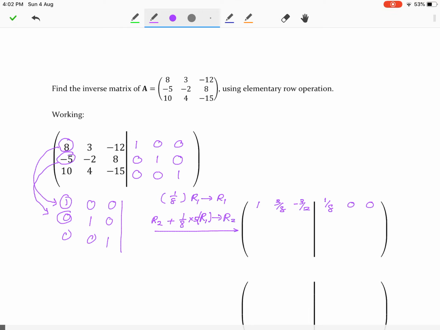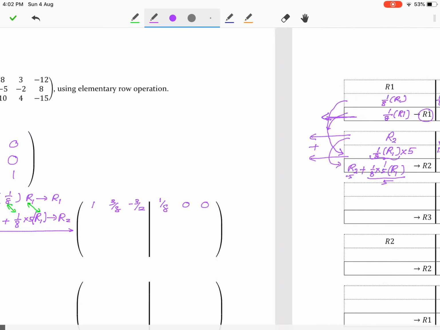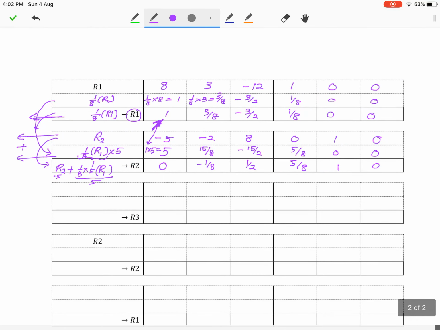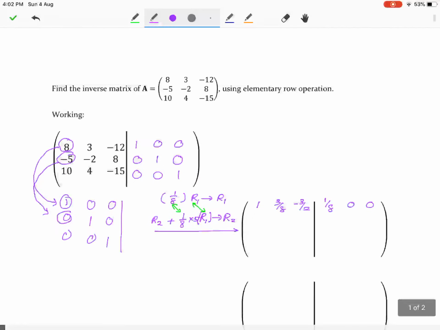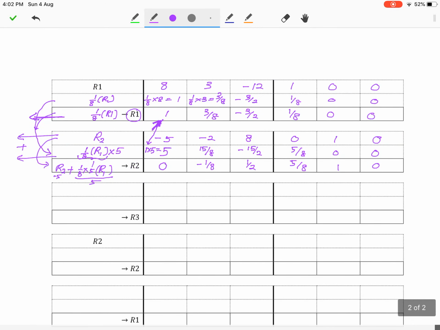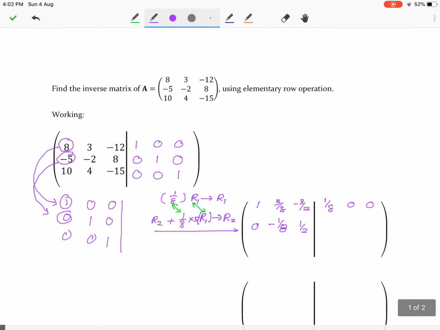becomes the new R2. If you notice, this part and this part are still the same thing. So I'm going to copy it down. The result that we have just now is 0, negative 1 over 8, 1 over 2, 0, and 5 over 8, 1 and 0.